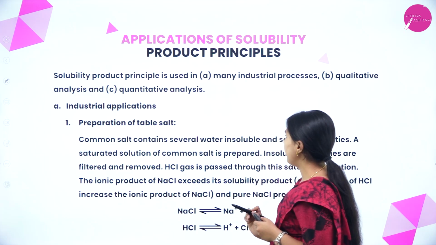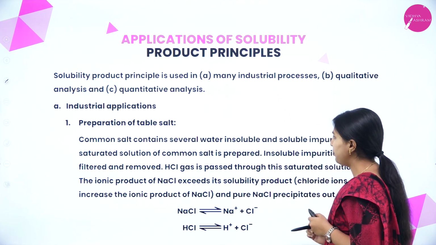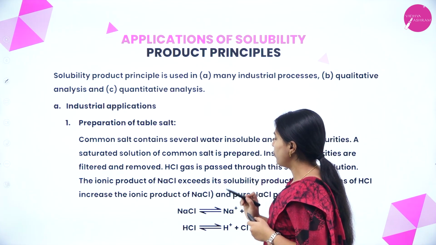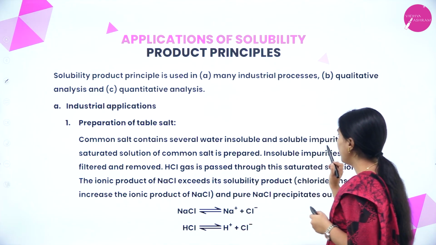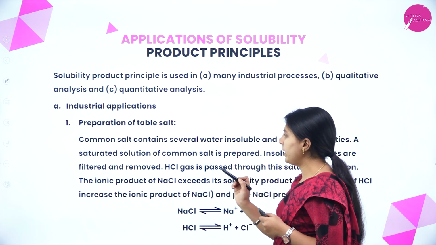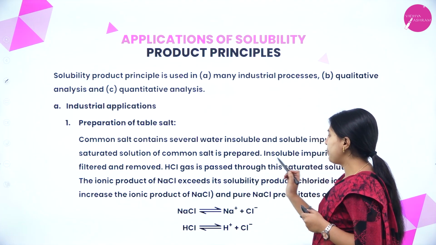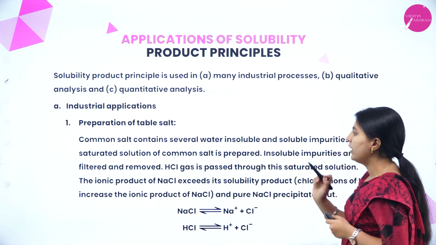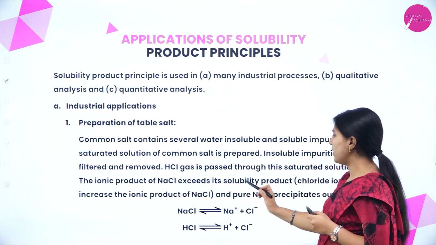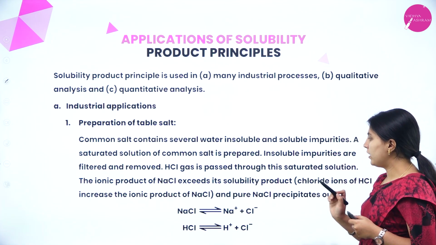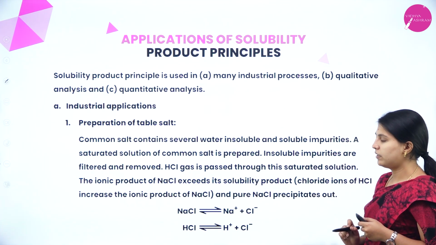Common salt contains several water insoluble and soluble impurities. A saturated solution of common salt is prepared. Insoluble impurities are filtered and removed. HCl gas is passed through this saturated solution. The ionic product of NaCl exceeds its solubility product, so pure NaCl precipitates out.